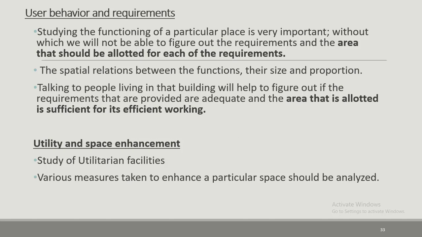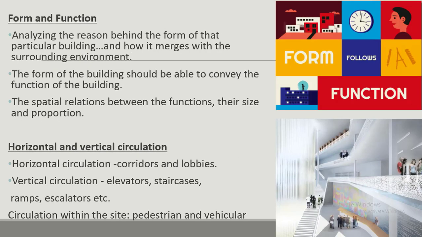The spatial relations between the functions, their size and proportion. Talking to people living in that building will help to figure out if the requirements that are provided are adequate and the area that is allotted is sufficient for its efficient working. Utility and space enhancement: study of utilitarian facilities. Various measures taken to enhance a particular space should be analyzed.